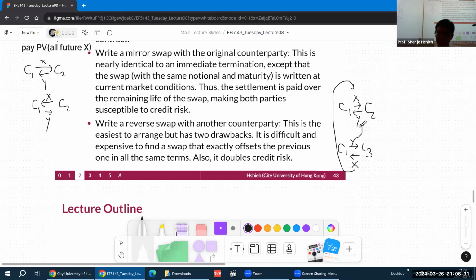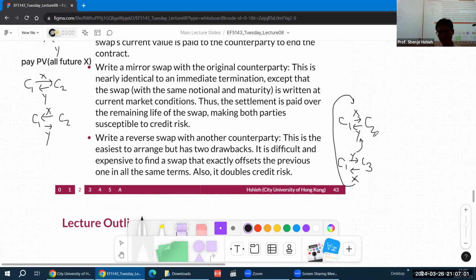This Y goes here. So it's as if C1 is not necessary, right? But again, because you have an additional counterparty, things could go wrong for this C3 person. If this C3 person suddenly disappears, then you're in trouble, right? So you've actually created systemic risk, right? Because now you have more people involved in a more complicated swap agreement.